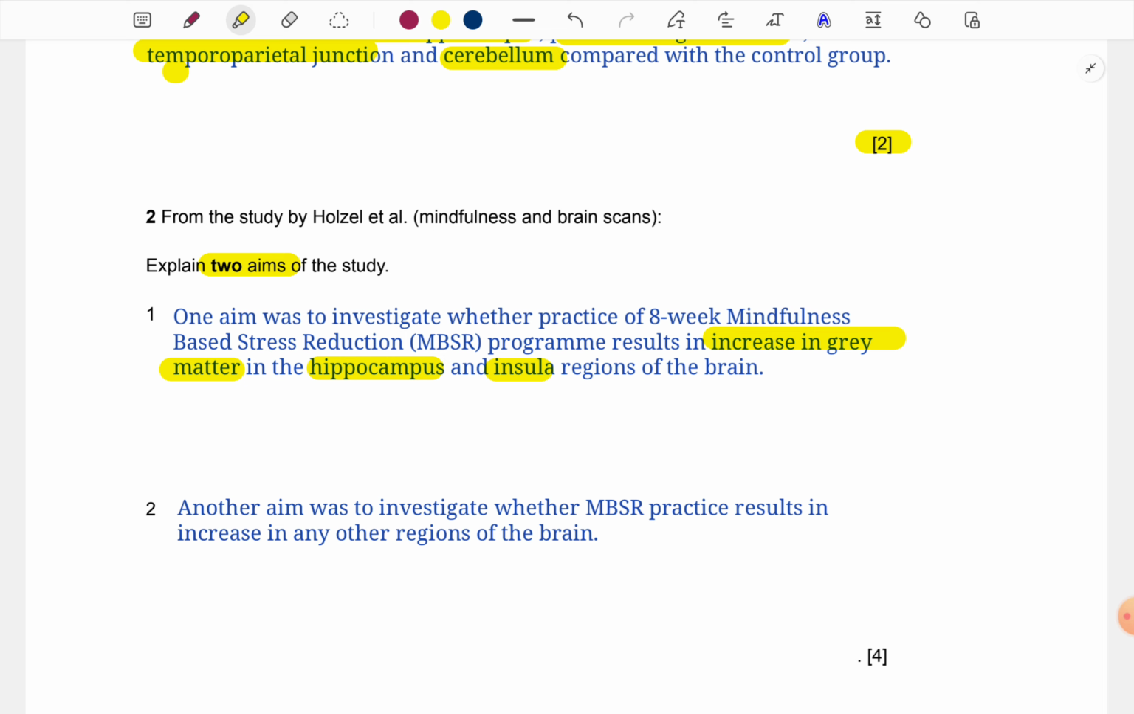So you need to mention that when it comes to the aim. Don't write the findings related brain areas in the aim, that they happened to find. They were not specially looking out for it. So it was not their purpose.